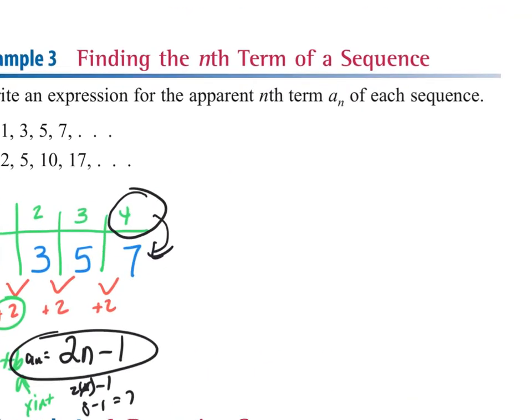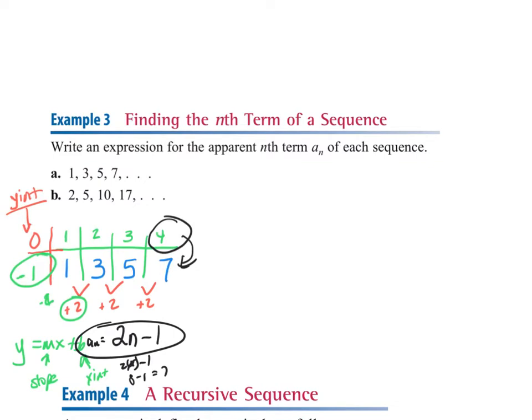So now if I look at B, I would do the same thing. I'm going to write out my terms. I have 2, 5, 10, 17. You guys with me? All right, let's figure this out. What is the pattern? How did I go from 2 to 5? What did I do?